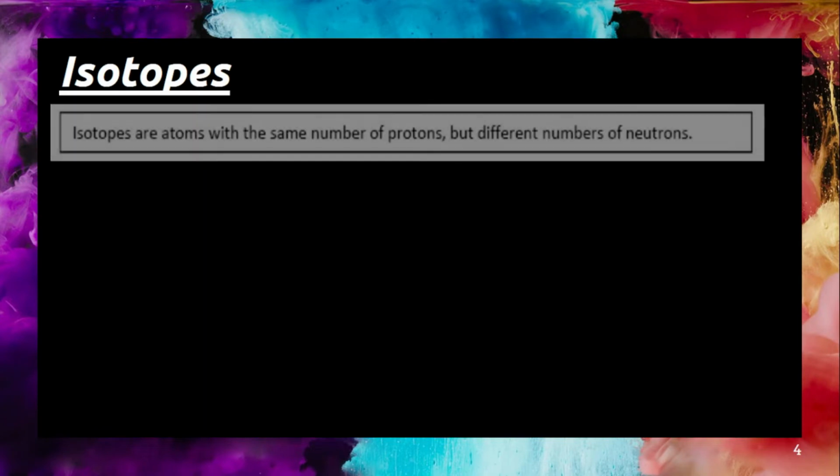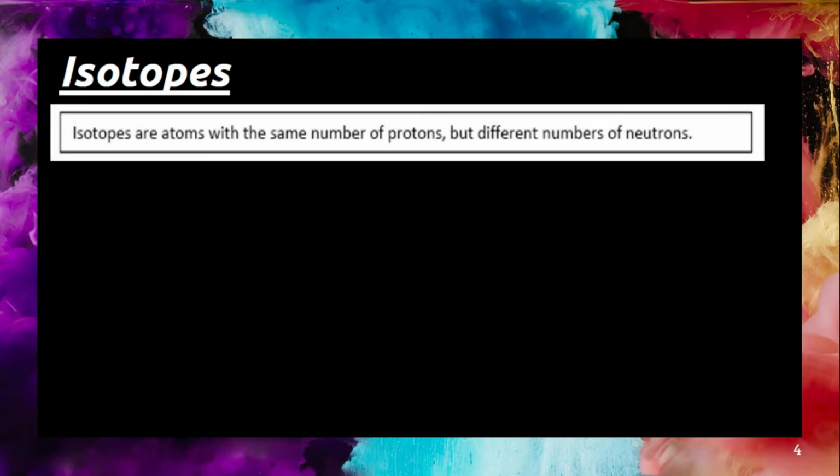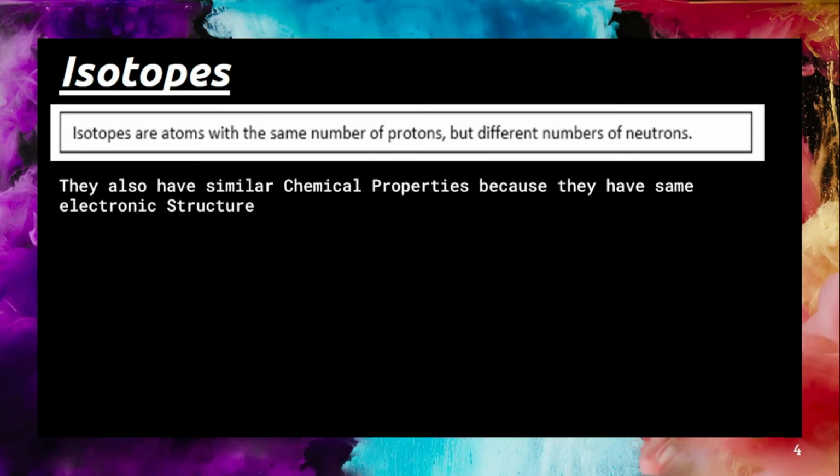Moving on, we have the isotopes. This is a very familiar topic. Isotopes are atoms with the same number of protons but a different number of neutrons, and they also share similar chemical properties because they have the same electronic structure, and also because they have the same number of electrons in the outer shell.